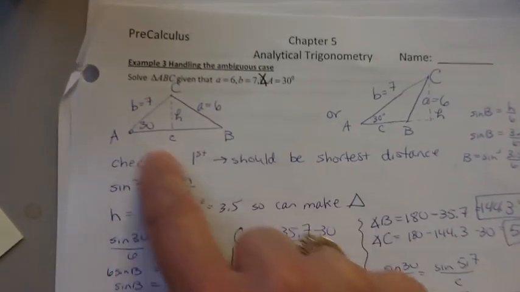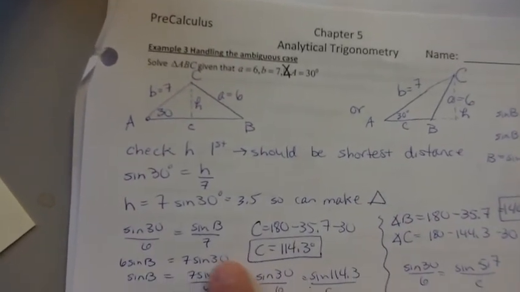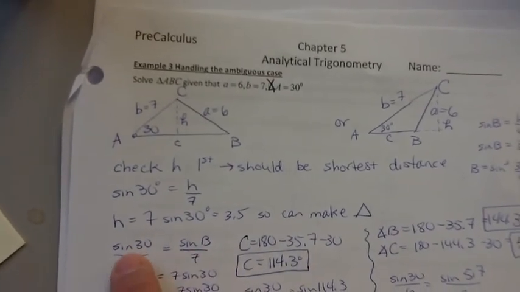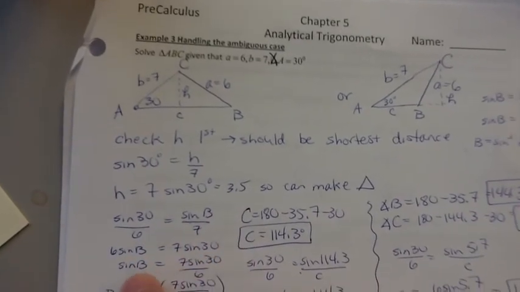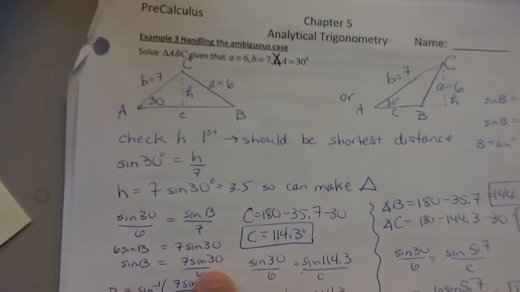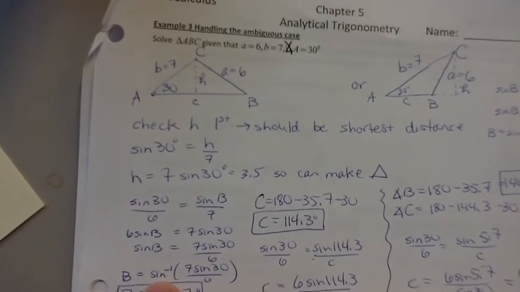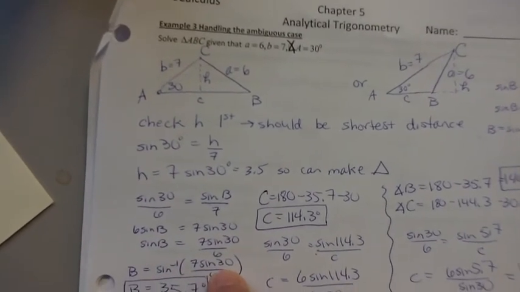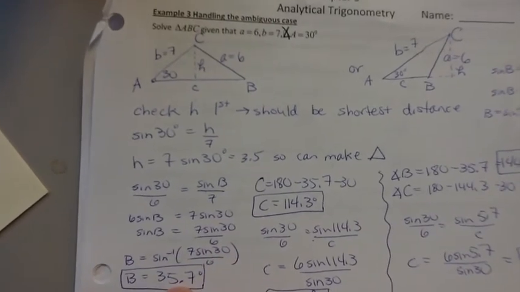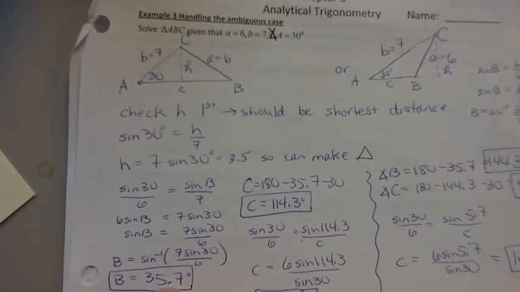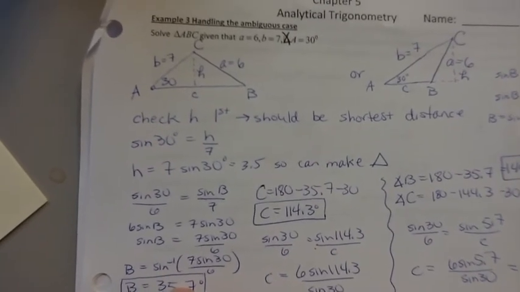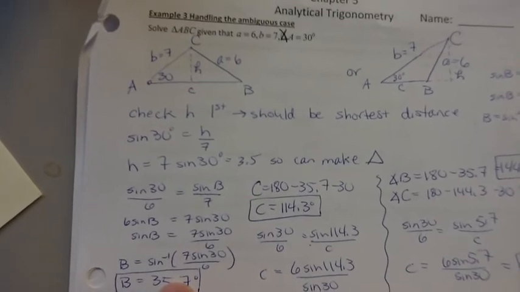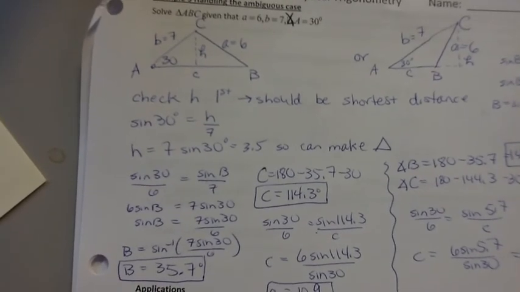So using this picture here, I'm going to try and find B. So I said sine of 30 over 6 is the sine of B over 7. Cross multiply, get sine of B by itself. If I want to find B, I always have to take the inverse sine, punch this into the calculator in degree mode, and I get this for my angle. Now your calculator is always going to give you the acute one, but you're going to have to be able to find the fact that sine can be in two quadrants, and so we have to find the other quadrant.